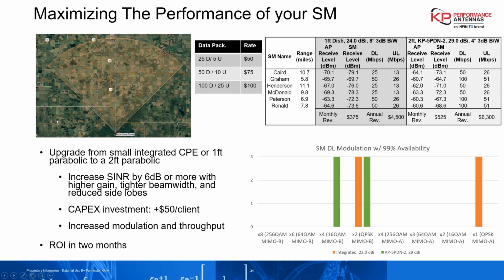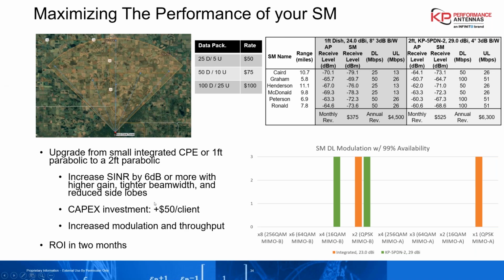So what's important for maximizing your performance of your SM? Well, your SM, that's your client side, and your clients are the ones who are paying you. So if you have a higher performing antenna on the client side, typically what we see is that leads to a higher signal strength, and a higher signal strength usually means a higher data rate.